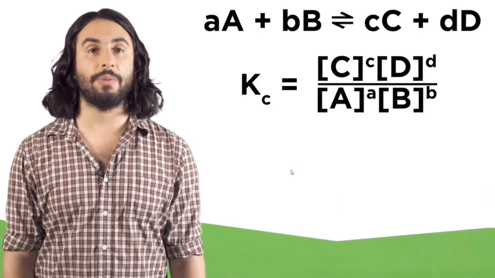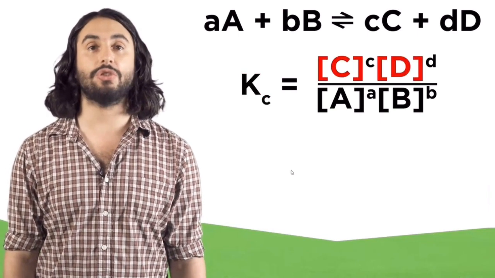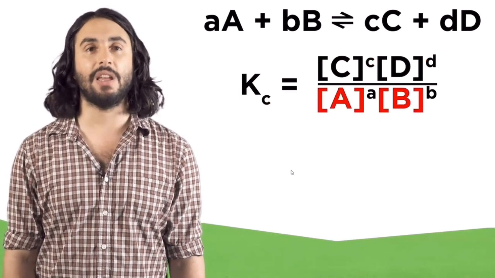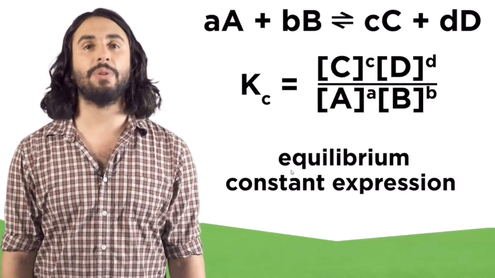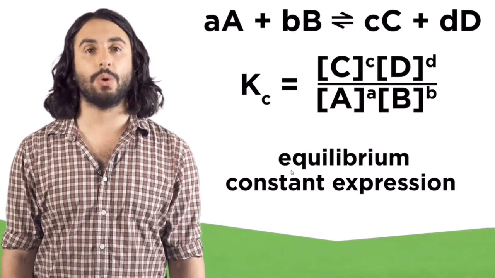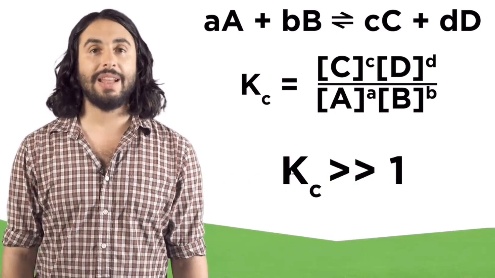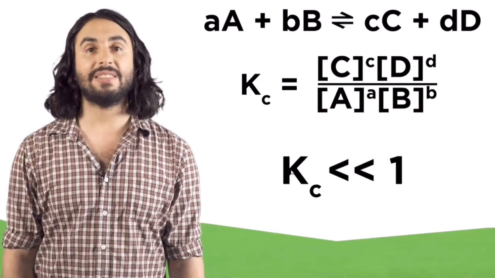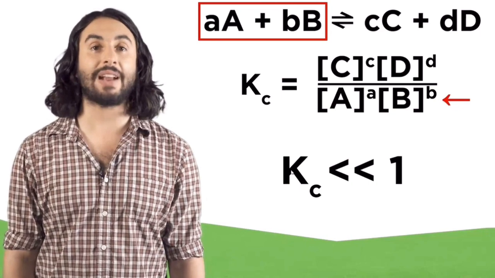Every equilibrium has an equilibrium constant, Kc. It will be given by the concentrations of the products, each raised to the power of their stoichiometric coefficients, over the concentration of the reactants, each raised to the power of their stoichiometric coefficients. This is called the equilibrium constant expression. One thing this constant tells us is whether the products or reactants are favored in the equilibrium. If Kc is much greater than 1, that means the numerator is bigger, so we are creating more products. If Kc is much less than 1, that means the denominator is bigger and we are creating more reactants.